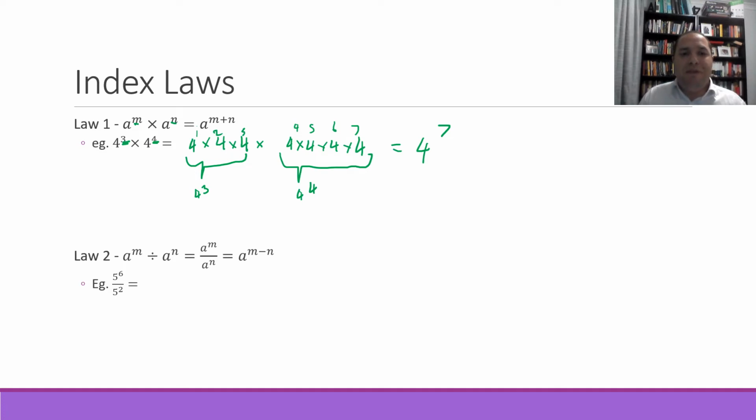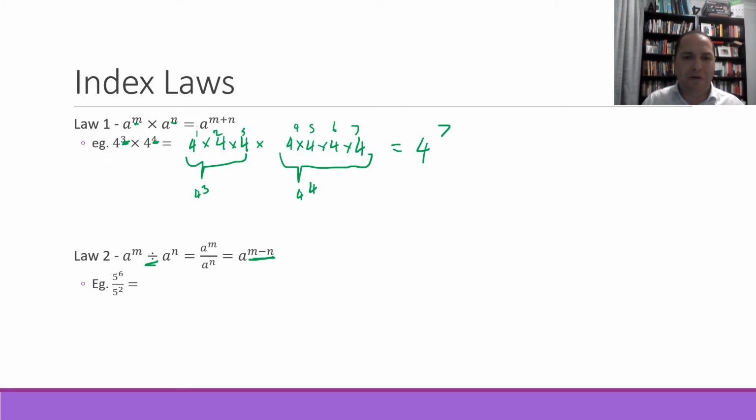And then when we divide our terms with the same base, we subtract our powers, so it's the opposite. When we multiply our terms with the same base, we add the powers, so multiplication and addition go together. When we divide our terms with the same base, we subtract the powers. So we're subtracting our powers there.